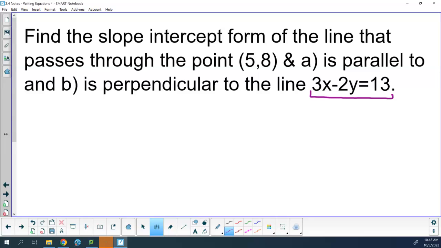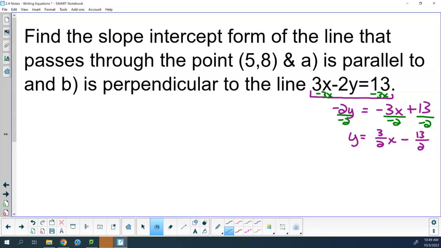So if I want to find the slope of that line, I'm going to solve for y. So that's going to be negative 2y equals negative 3x plus 13. Subtract 3x from both sides. Then I'm going to divide everything by negative 2. And that's going to give me y equals positive 3 halves x minus 13 halves. And so my slope then of this line is 3 halves.